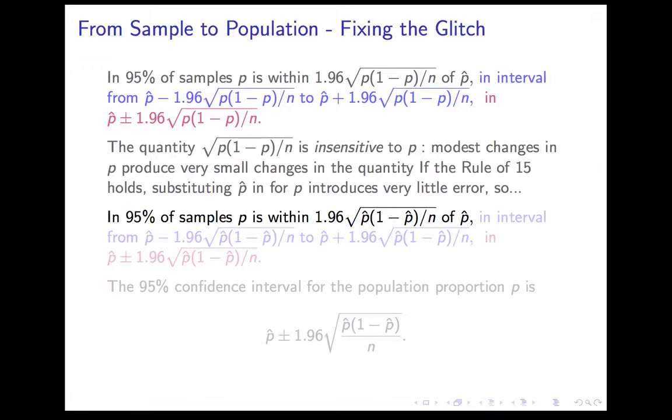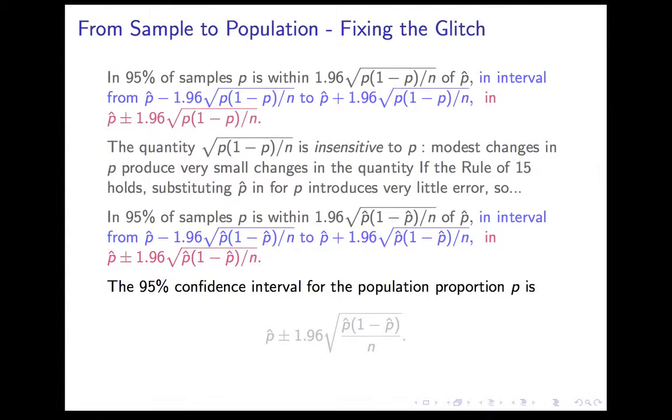So we conclude that in pretty much 95% of samples, p is within 1.96 standard errors of p hat. Now the standard error is computed with p hat, root p hat times 1 minus p hat over n, so p is in the interval p hat plus or minus 1.96 square root of p hat times 1 minus p hat over n. We still call that the standard error, even when it's computed with p hat. So all that is exactly what a confidence interval needs to be. So we conclude that the 95% confidence interval for the population proportion p is p hat plus or minus 1.96 times the standard error.